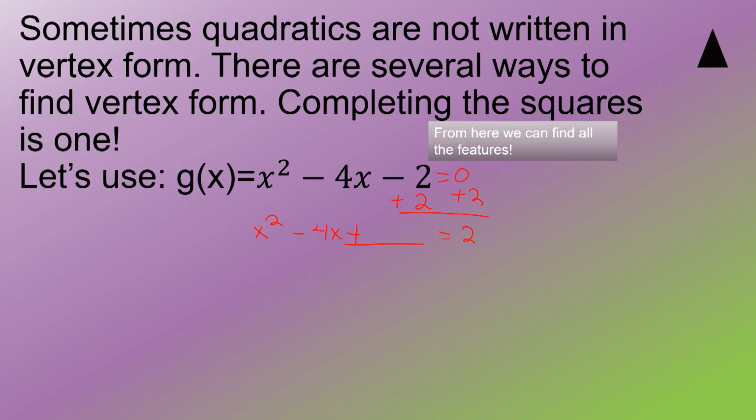Now to have that new constant, I'm going to take b divided by 2, squared. So I have -4 divided by 2, squared. -4 divided by 2 is -2. -2 squared is +4. So I'm adding 4 to both sides. So let's rewrite that to make it a little prettier.